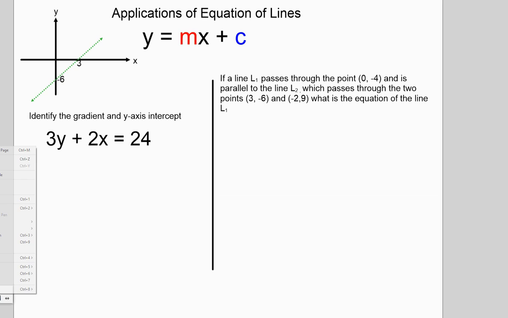In this lesson, we're going to look at a few little applications of equations of straight lines. From our prior learning, we should have in our toolkit this general form of an equation of a straight line, which is y equals mx plus c.